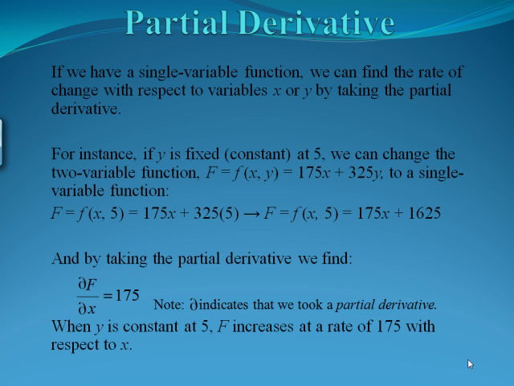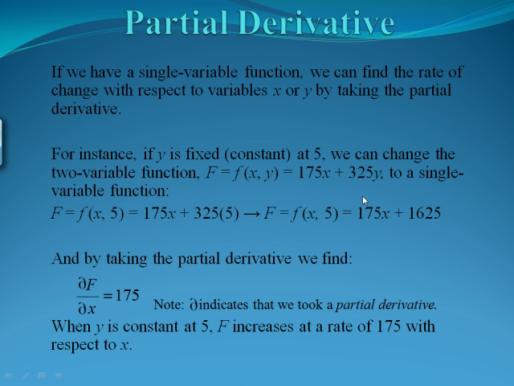Now, if we have a single variable function, we can find the rate of change with respect to the variables x or y by taking the partial derivative. For instance, if y is fixed, or a constant, at 5, we can change a two-variable function, f of x and y equals 175x plus 325y, to a single variable function by plugging in that y value. If we plug in that value of 5 for y, our function becomes 175x plus 1625. This function here is a single variable function.